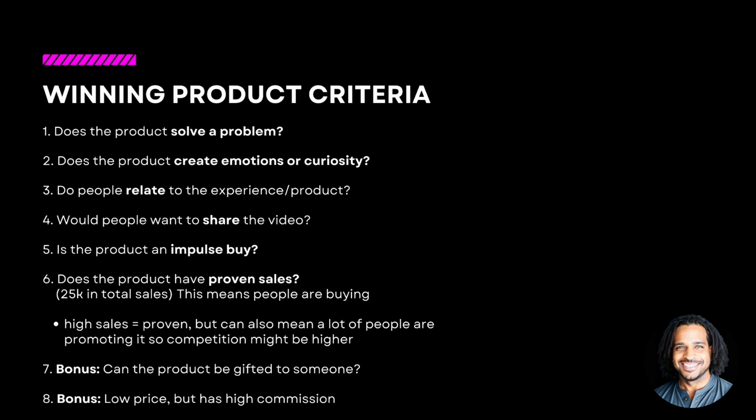Also, high sales equals proven. If a product has been selling and it has 25,000 or more sales, this is a proven product. There's no guesswork around this. But this can also mean a lot of people are promoting it, so competition might be higher.